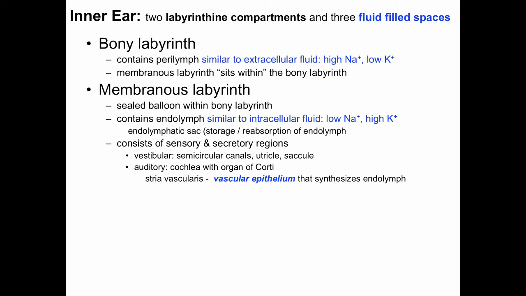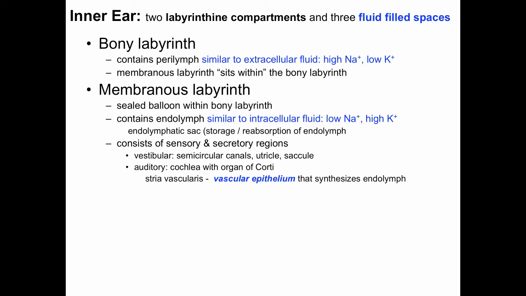There's also an endolymphatic sac associated with the membranous labyrinth, which is involved in the storage and release of endolymph. The membranous labyrinth contains sensory and secretory regions. The vestibular components of the membranous labyrinth are the semicircular canals, the utricle and the saccule. The auditory portions of the membranous labyrinth would be the cochlea with the organ of Corti.